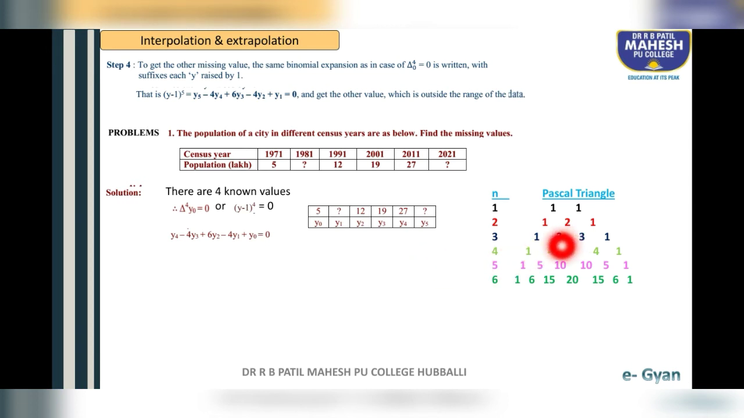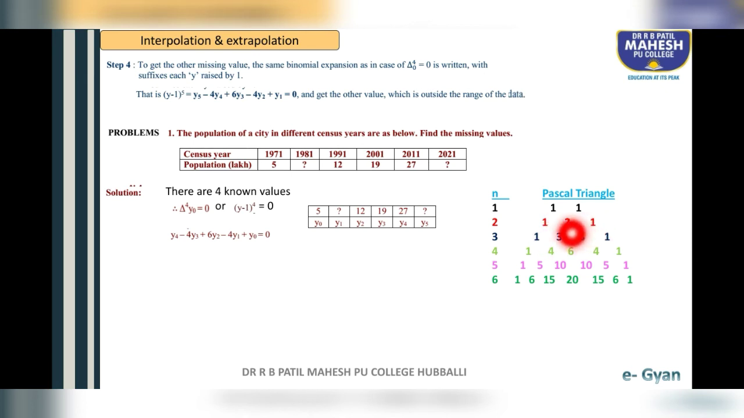Students, how to generate the Pascal triangle? I will tell you. N values 1, 2, 3, 4, 5 up to 6 are there. For your annual exam, maximum either the 5th or 6th series will come. So how to generate the Pascal triangle? First 1 1; this 1 1 is constant. First you write 1 1. Again you add these two numbers: 1 plus 1 is 2, right in the middle, and these 1 1 are constant.